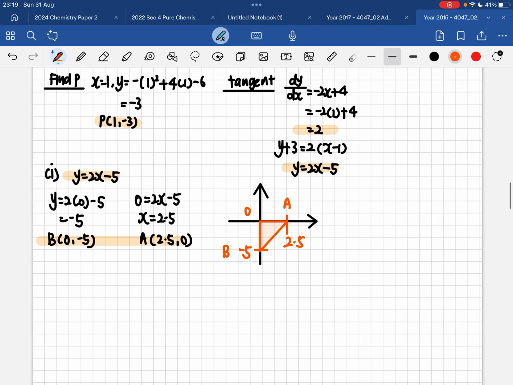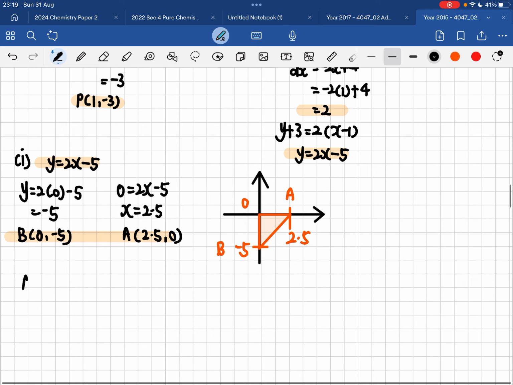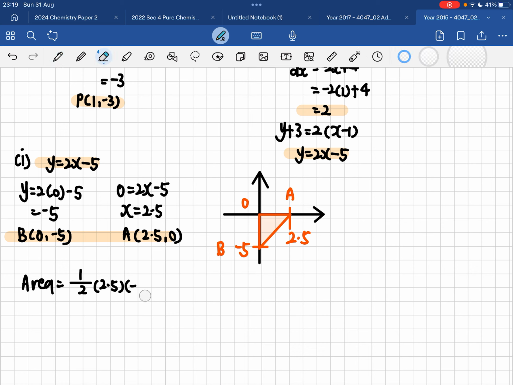If you need to find the area of this triangle, you can just do half times base times height. The base is 2.5, and then this is, I don't put negative because it's just the length, so put 5, okay? So half times 2.5 times 5 will be 6.25. Put your units squared. So this will be your answer for part I.